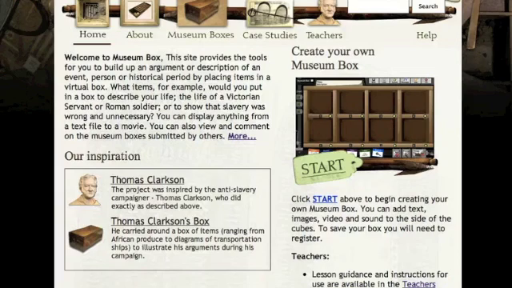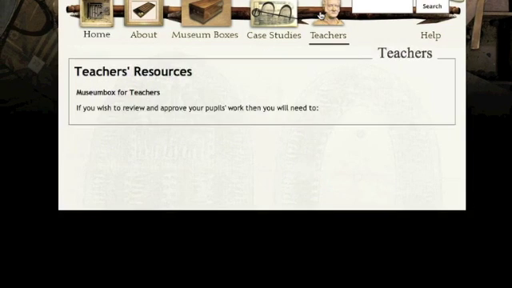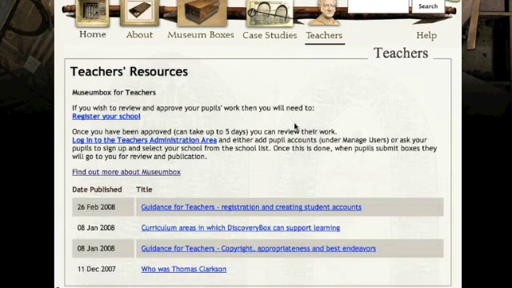The instructions for creating Museumbox are simple and easy to find for both students and teachers. Teachers can sign their students up for free and then have the option of logging into the teacher's administration area and adding pupil accounts to class lists. There, students' work can be vetted and published. The additional support available for teachers is another dimension why Museumbox is such a good teaching resource.